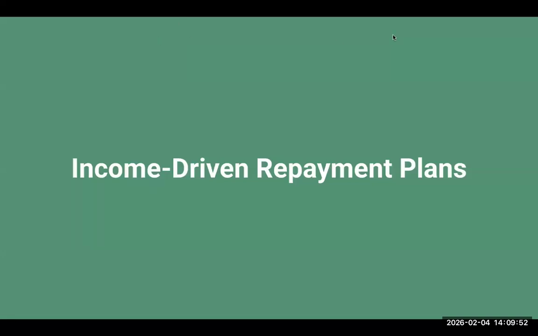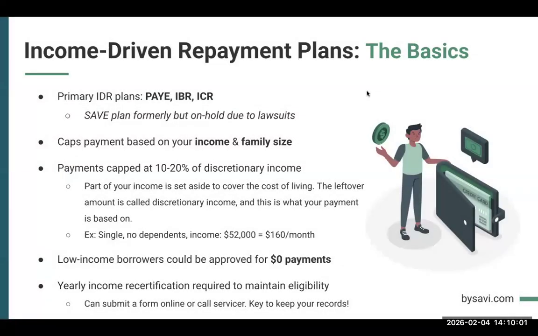So, getting into income-driven repayment plans. There are three primary IDRs at this time: PAYE, IBR, and ICR. SAVE is on hold due to the lawsuits. How many people in this webinar are in the SAVE plan forbearance? And let me know if you have any questions on that. I see a lot of people just raised their hand.